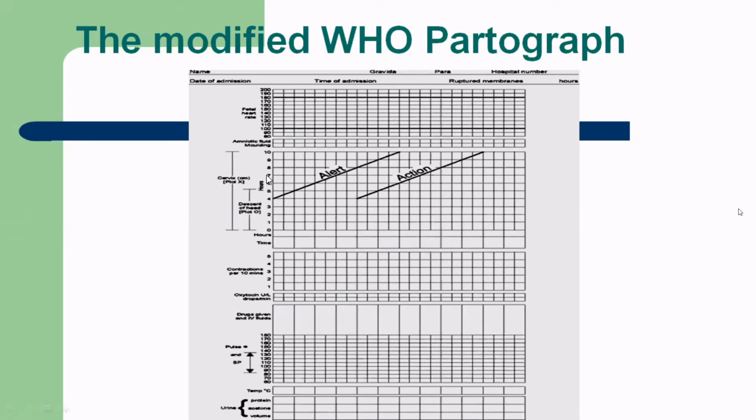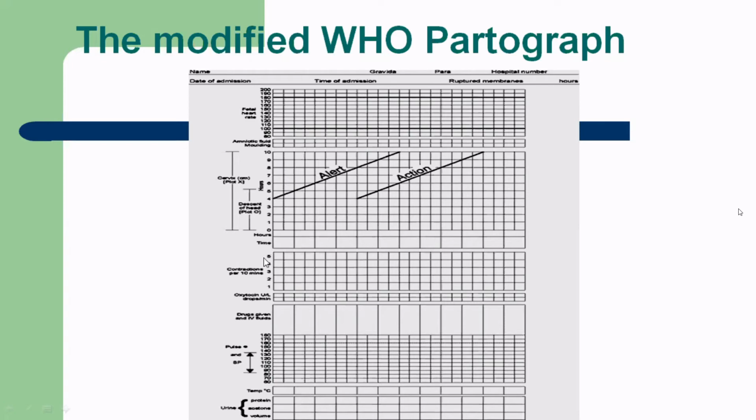And this same scale is also used for the descent of fetal head, or how much fetal head is palpable per abdomen. Okay, so 2/5, 3/5, 4/5, this same scale is used, right? So fetal head descent should go down and the cervical dilatation should go above, okay, because the 10 centimeter is above. Okay, alert line, action line will describe later.